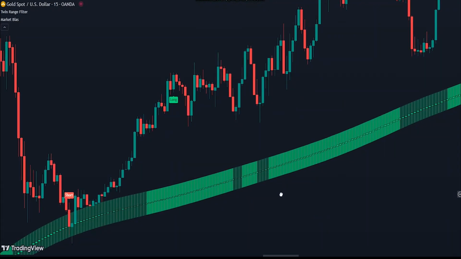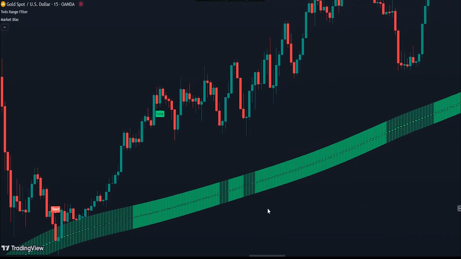Whenever the twin range indicator gives a buy or sell signal, it must be in line with the market bias indicator. How do we check this? For example, here the indicator first gives us a buy signal. Now we look at the market bias. If the buy signal is above the market bias indicator and the market bias color has turned green, we can accept the buy signal and enter the trade.